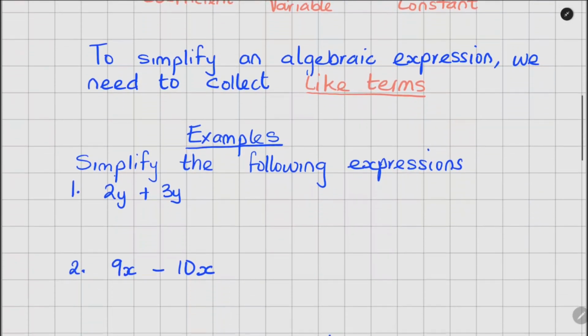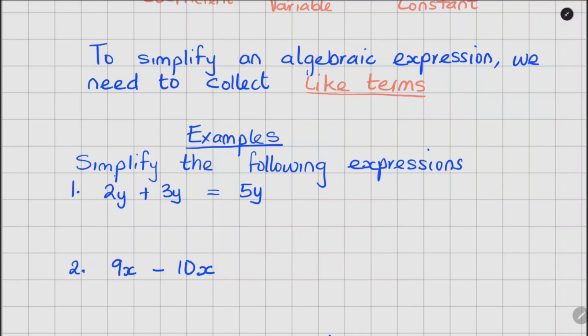Our very first example here is we're told to simplify 2y plus 3y. Since the terms are exactly the same thing, all we need to do is to obey the operator between them. 2y plus 3y is going to give us 5y. Easy peasy.